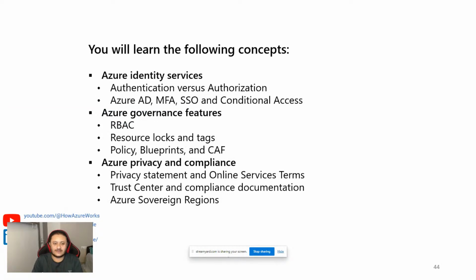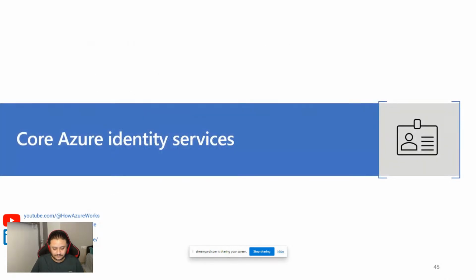Here, if you see what we are going to cover, we will discuss the Azure identity services. What are the Azure identity services available? We will talk about the Azure governance features, and then we will talk about Azure privacy and compliance, so that you get to know how we can make our environment a compliant environment. We should have the right controls in the system, so that we can manage it in a very smooth manner. So first we will start with Azure identity services.